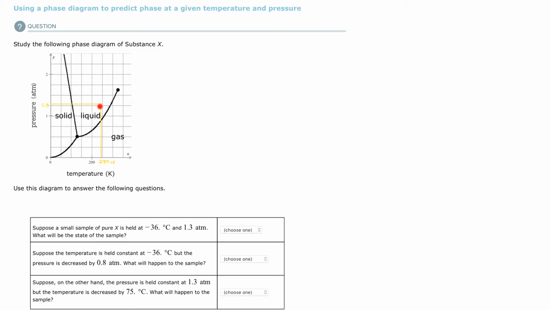And so you're going to get where it crosses right here at this area, and they ask you a question: what will be the state of the sample? Right. So what will be the state of the sample? Would you say liquid? I would say this is a liquid. Okay. Next question.